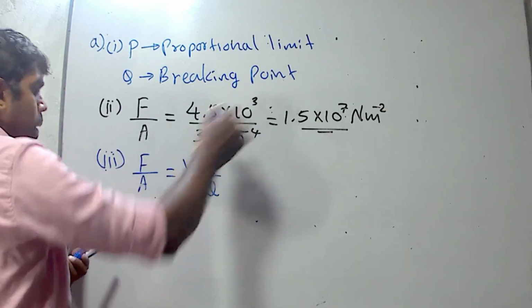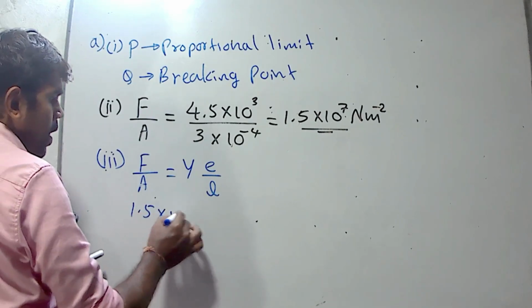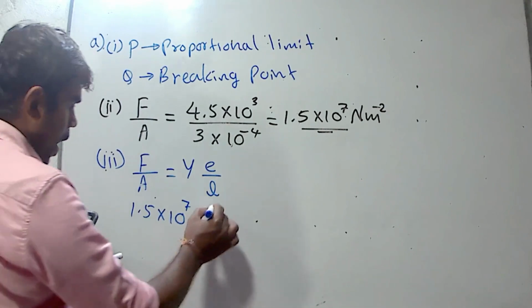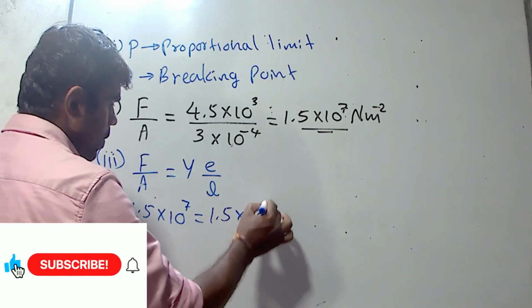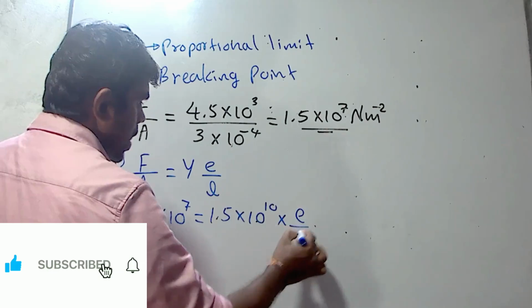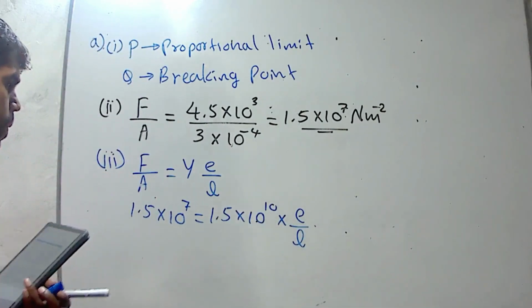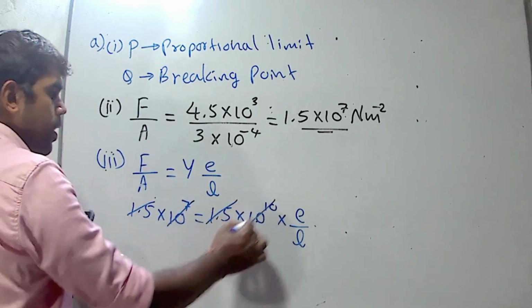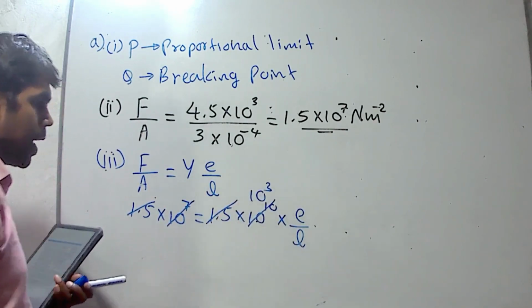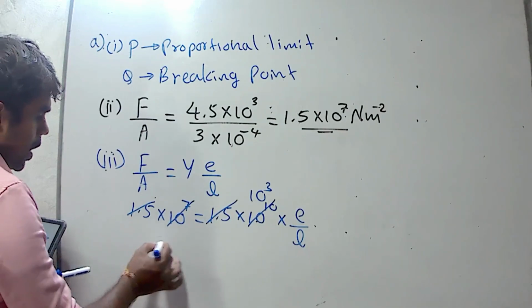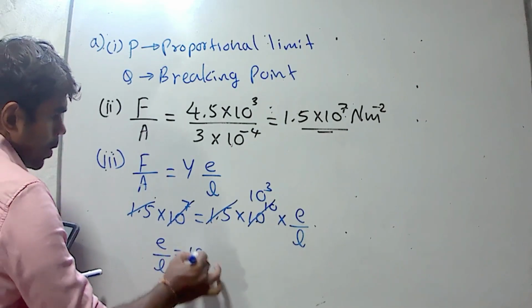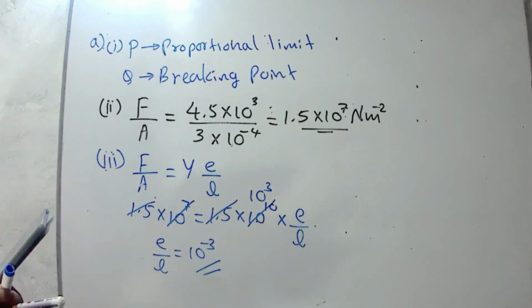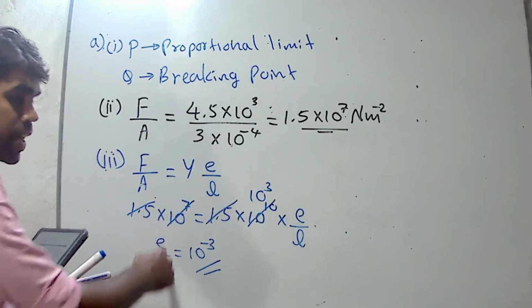Force over area is 1.5 × 10^7. Young's modulus is given as 1.5 × 10^10. We have to find extension over initial length. We can cancel out 1.5 and 1.5, and 10^7 over 10^10 leaves 10^-3. Then E over L is 10^-3. There is no unit because extension and initial length are both lengths.